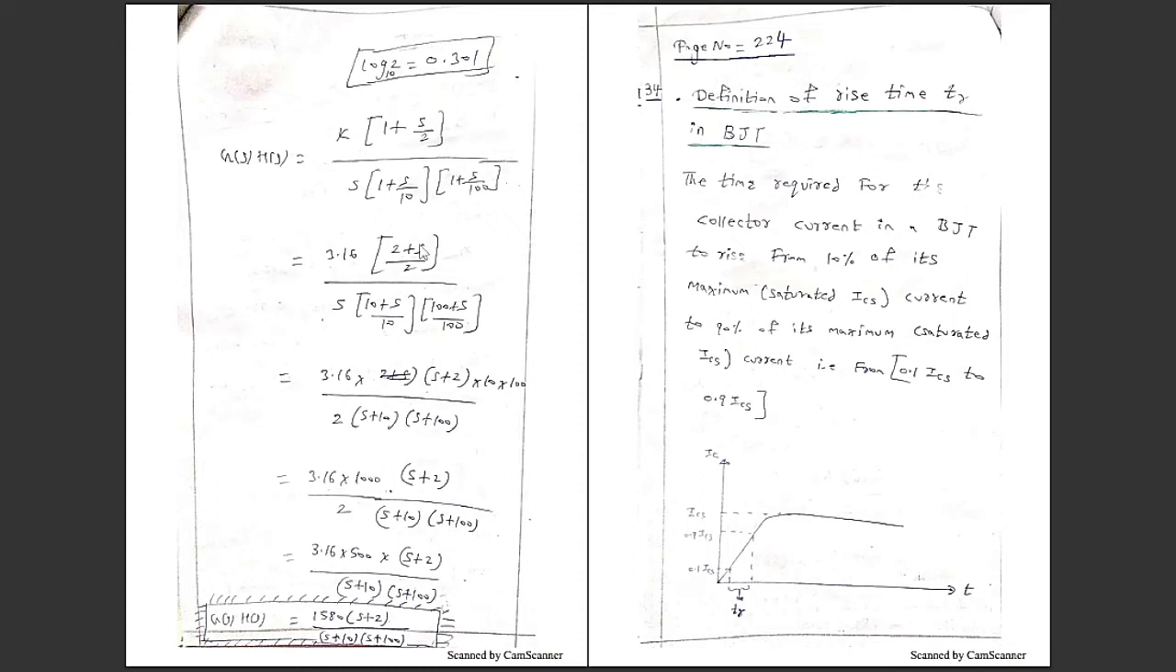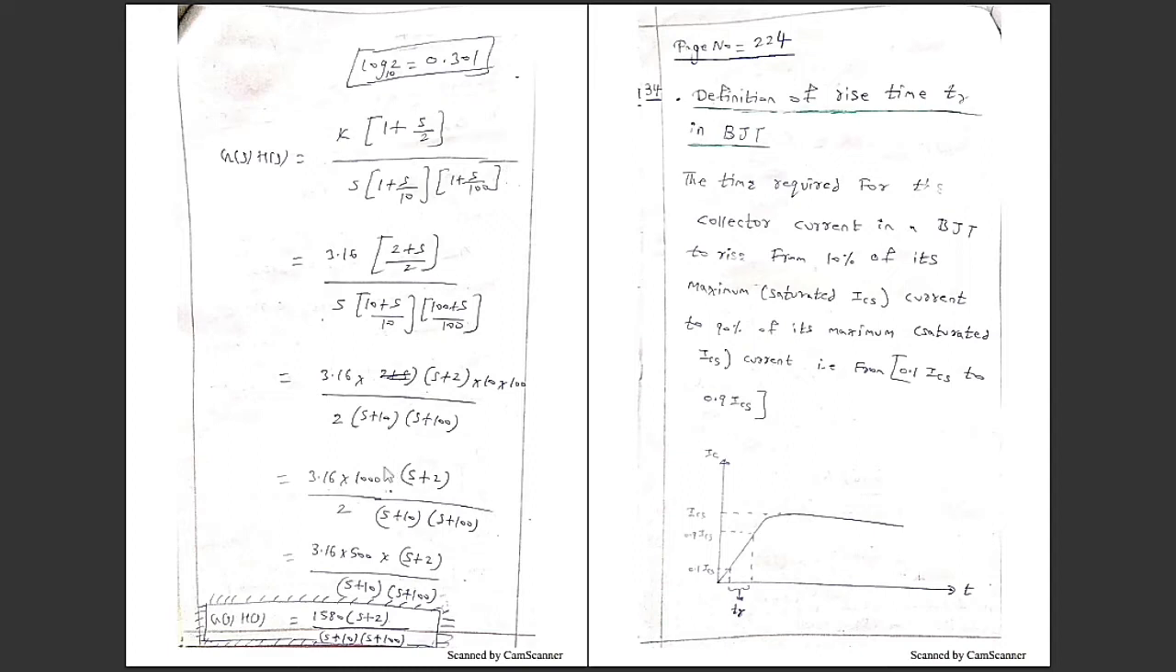So take LCM: (2 plus s) by 2 into s into (10 plus s) by 10 into (100 plus s) by 100. If you do this, 3.16 into (s plus 2), into, here 10 into 100 goes upward, by s into (s plus 10) into (s plus 100). Now 10 into 100 is nothing but 1000. So 1000 by 2 into 3.16, into (s plus 2) by s into (s plus 10) into (s plus 100). So 2 ones are 2, 500s are.